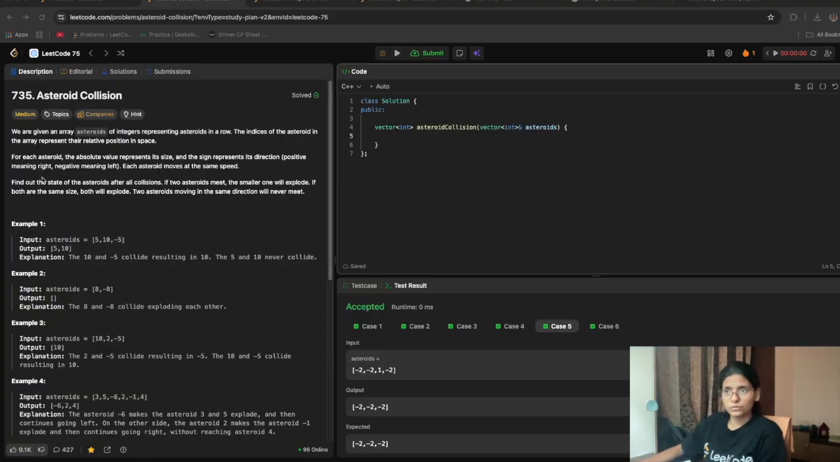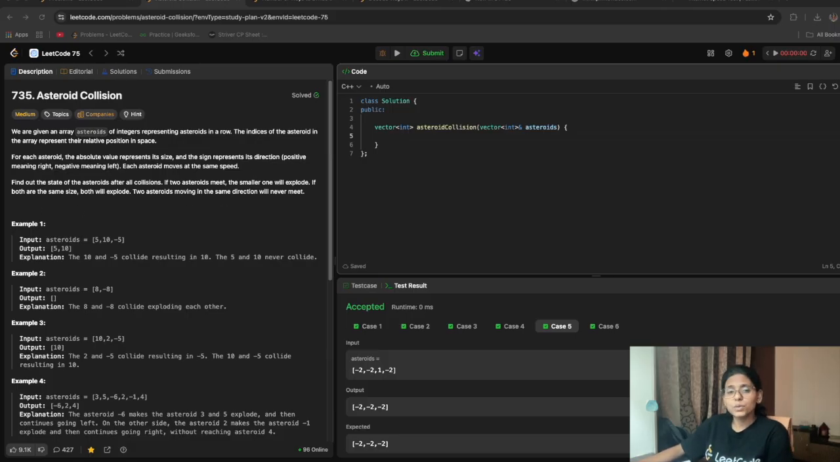And now what about the asteroid? For each asteroid, the absolute value represents its size. Okay, they have said absolute value. And the sign represents its direction. Positive means right and negative means left. Basically, you can imagine an asteroid going in the right direction will have a plus sign. An asteroid going in the left direction will have a minus sign. And its numerical value is its size.